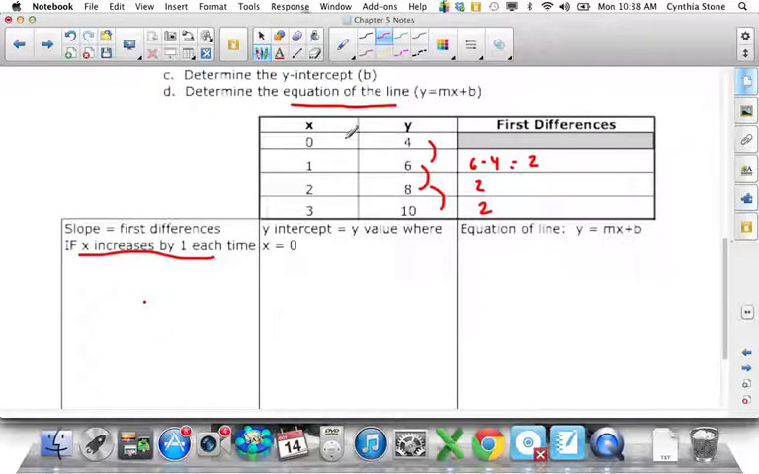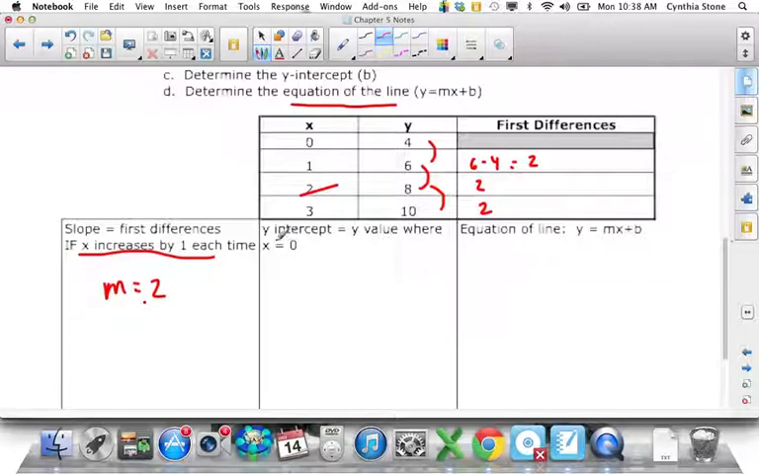This is basically just a set of data on the graph, but we can just say slope equals m equals 2. It's my first differences. And I can only do that because x goes 0, 1, 2, 3. So if it went 0, 2, 4, 6, I couldn't do that. But because it's going up by 1 every time, slope is equal to first differences.